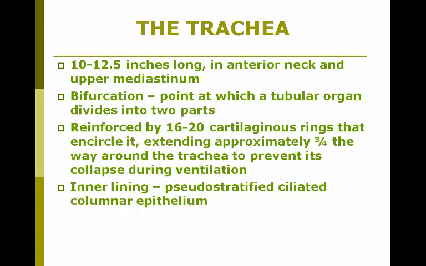The trachea is reinforced by 16 to 20 cartilaginous rings that encircle it for about 3/4 of the way around. The back part of the trachea doesn't have cartilage in that region. The reason we have the cartilaginous rings is that they reinforce the trachea and keep it from collapsing during ventilation.